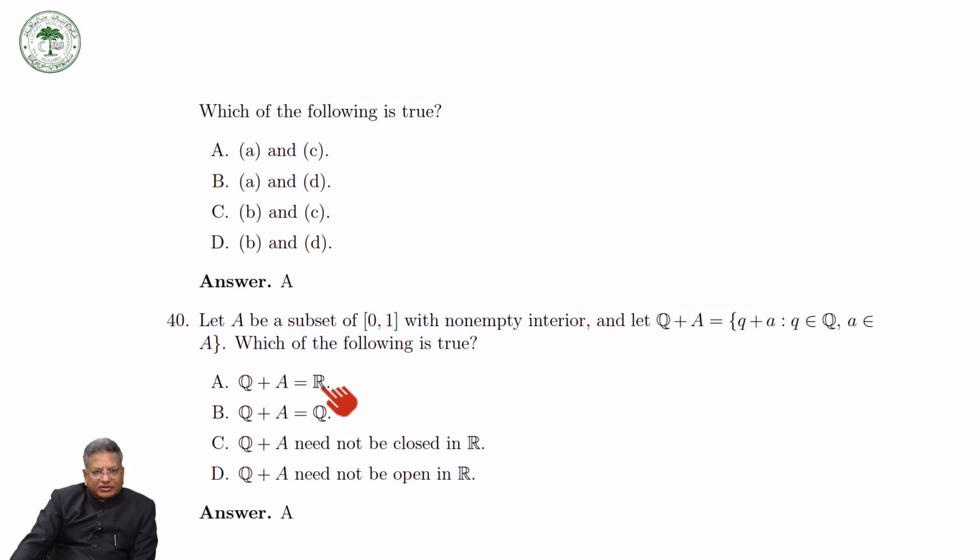Then we have several others. If A is a subset of the closed interval [a,b] with non-empty interior, and let Q plus A be equal to Q plus A such that this is equal to this one, which of the following is true? Q plus A is equal to R. Q plus A is equal to Q. Q plus A need not be closed in R. Q plus A need not be open in R. So the answer is A.